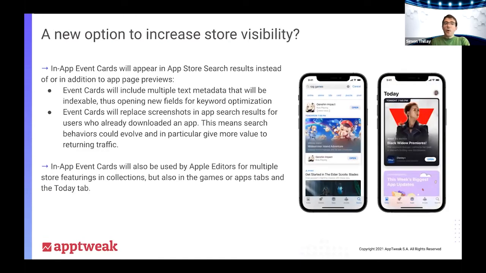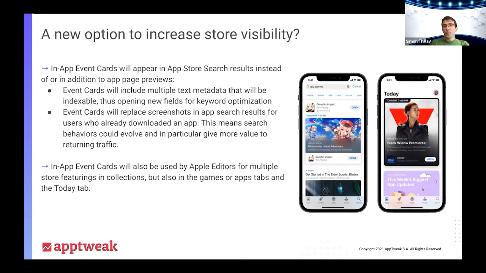In terms of where those links will appear in the store itself, there are multiple things that are worth pointing out. When it comes to App Store search, one thing that is important is that event cards will have multiple text metadata. Those text metadata are going to be indexed by Apple. And that means that if you're doing ASO today, if you're optimizing traffic based on keywords, you will have new fields for keyword optimization.